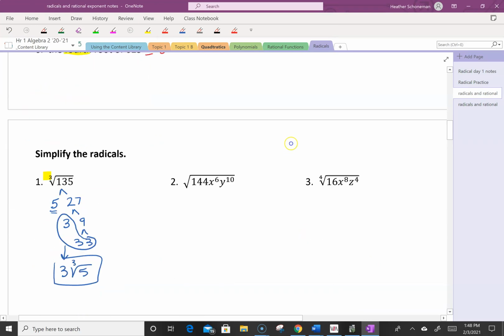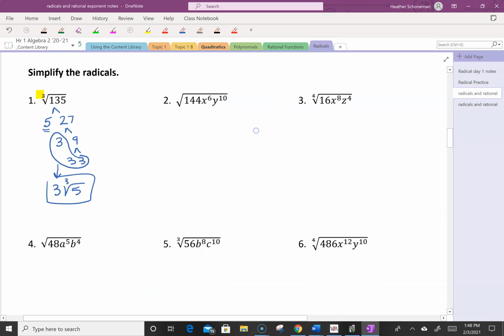All right, now we're going to simplify radicals. So what we did last time, on number 1, this is what we did last time. We're finding the cube root, so we're looking for groups of 3. So I broke that into 5 and 27, and then 3 and 9, and 3 and 3. So I had one group of 3 that went outside, and then I had the 5 that goes inside, and I remembered to put my root on there, the 3.